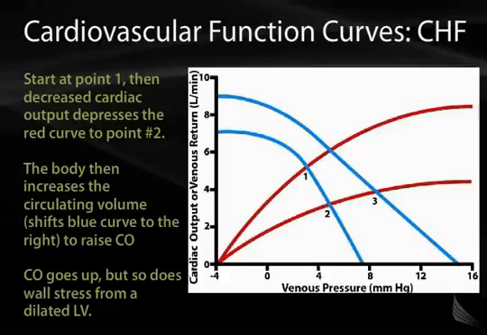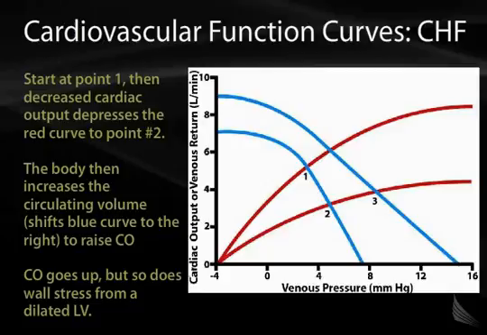So what the body does is try to artificially increase the cardiac output by shifting the venous curve from the left to the right. This is done by increasing the total circulating volume. The cardiac output slightly increases from point 2 to point 3. The cardiac output becomes approximately 4 in this graph.